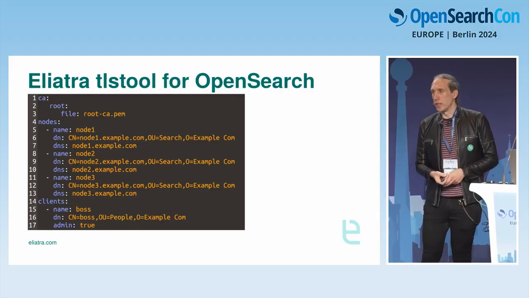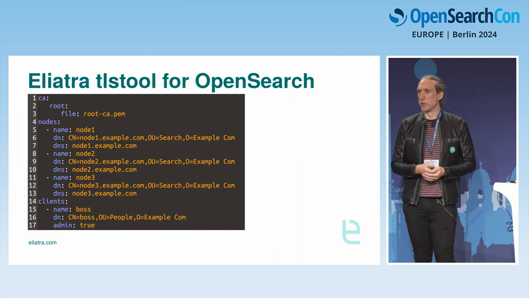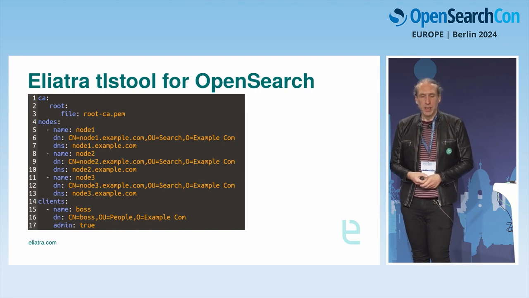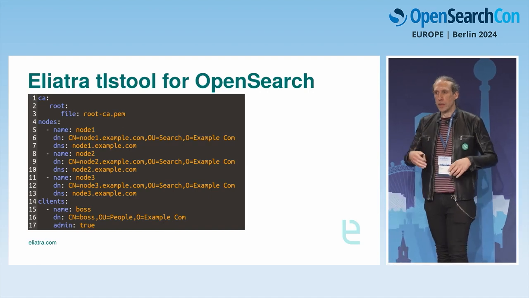One new thing which Eliatra is going to offer you is the Eliatra TLS tool for OpenSearch, which is actually based on the TLS tool that has been around for years for SearchGuard. Maybe you have known it. That is also a security plugin, for the predecessor of OpenSearch. And this TLS tool is really tailored towards defining or generating certificates for an OpenSearch cluster.